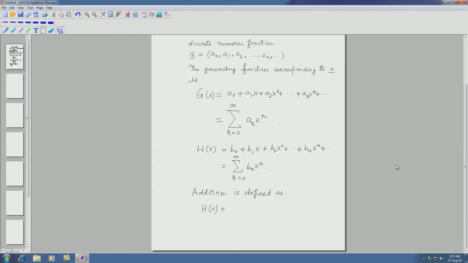h(x) plus g(x) equal to sigma r equal to 0 to infinity (a r plus b r) x to the power r. In other words, this is a0 plus b0, plus (a1 plus b1) x, plus (a2 plus b2) x square, moving onward to the general term (a r plus b r) x to the power r plus and so on.